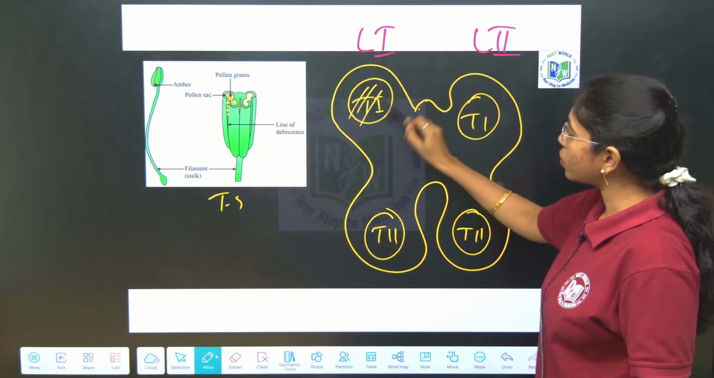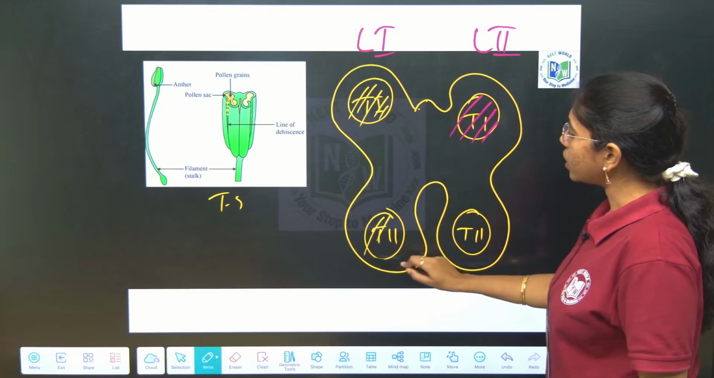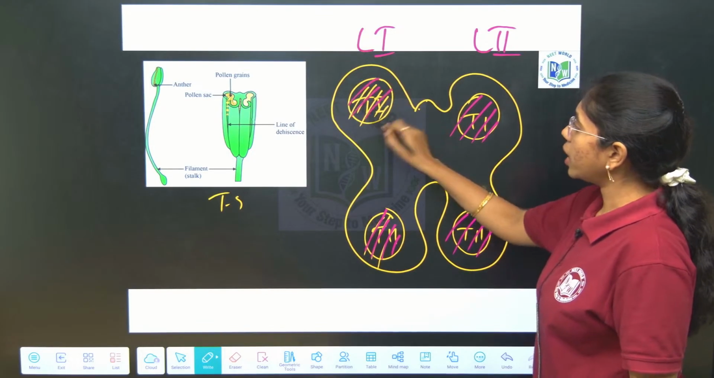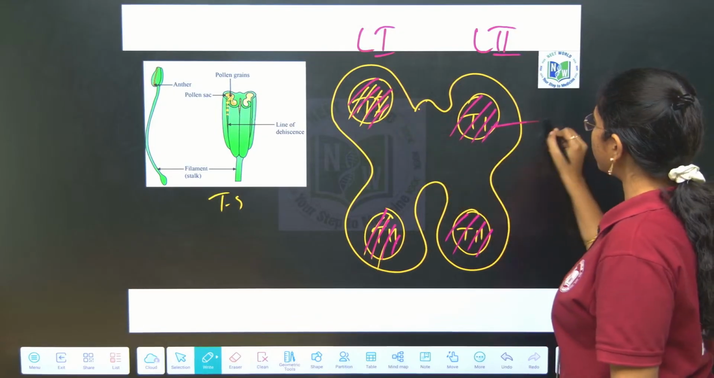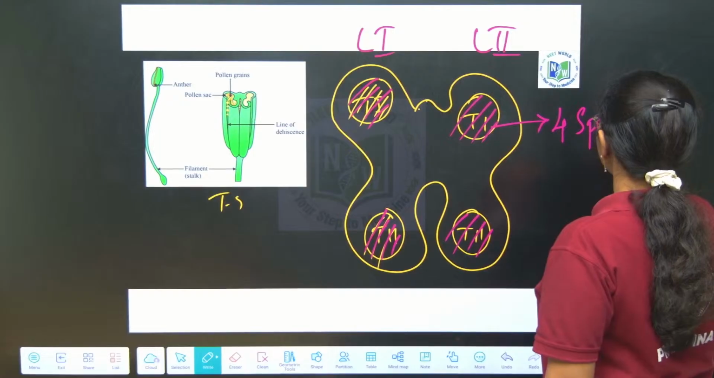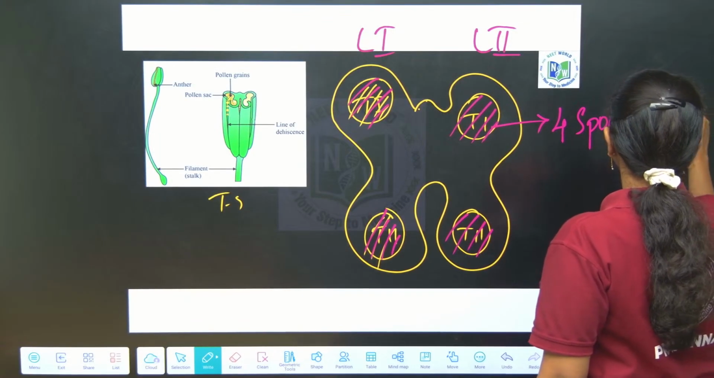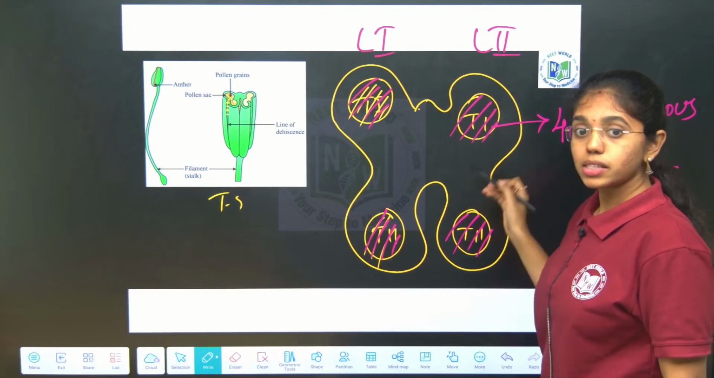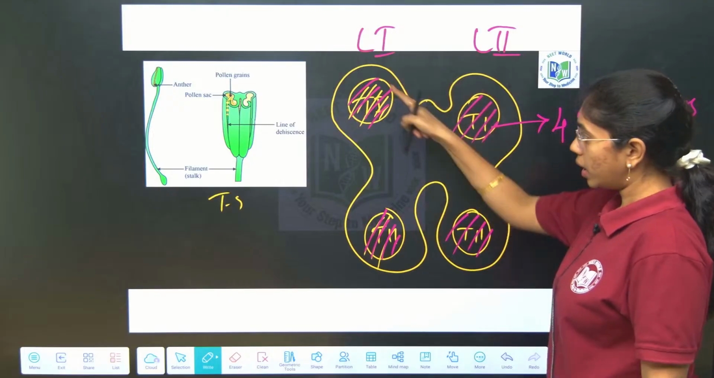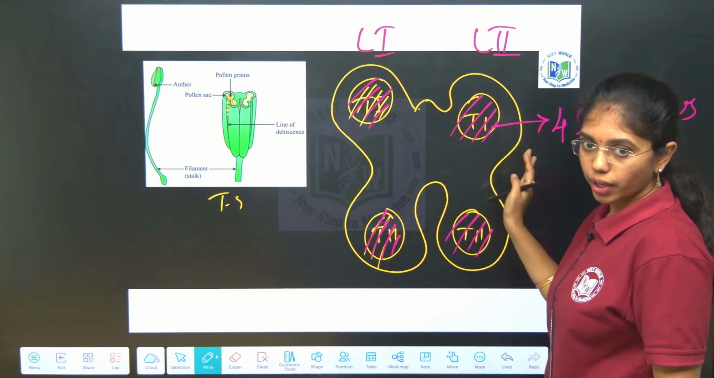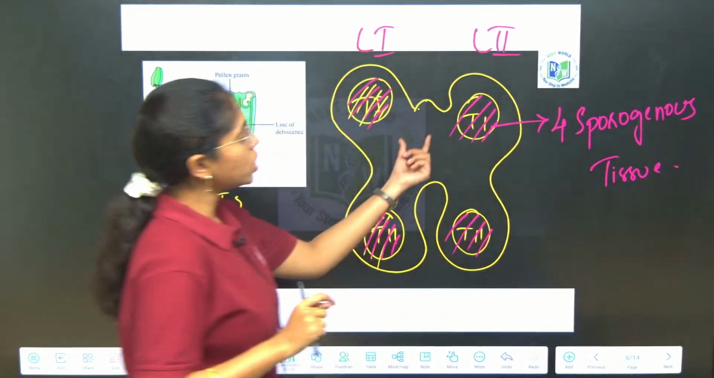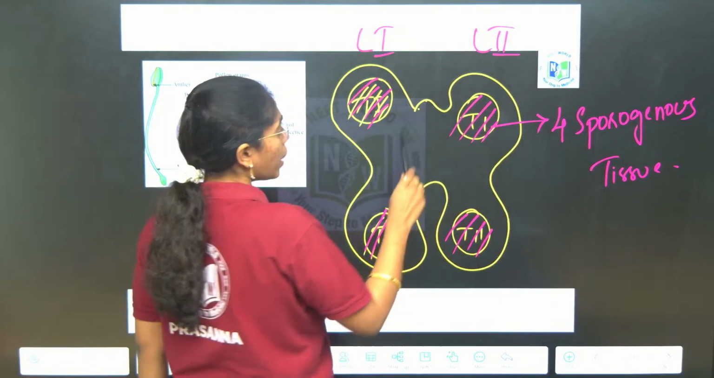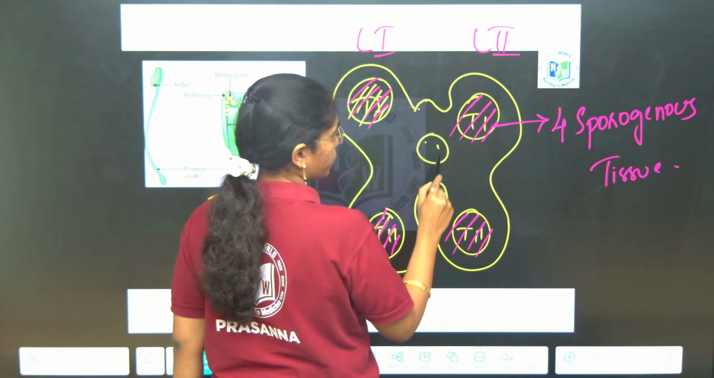At the center it has what? Sporogenous tissues. As such, 4 sporogenous tissues are present. In each theca you have how many sporogenous tissues? 4 sporogenous tissues. That is why it is called tetrasporangiate. Bilobed, dithecous, tetrasporangiate. And the 2 lobes are connected by a groove at the center.